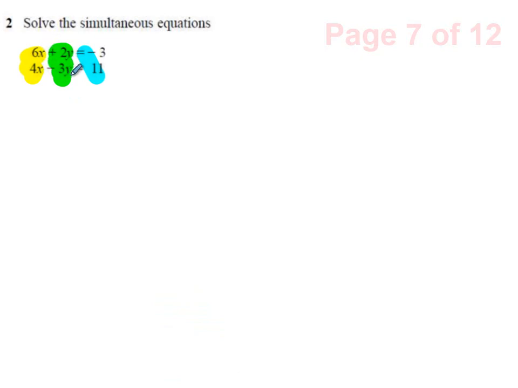2y and minus 3y is probably the best to choose because they're just simply smaller numbers. So if I multiply the top by 3 and I multiply the bottom by 2, that's going to give me two values of y of equal size and one positive, one negative. Let's see. So 6x times 3 gives me 18x. 2y times 3 gives me 6y, that's a positive, and equals minus 3 times 3 is minus 9. So the first equation sorted.